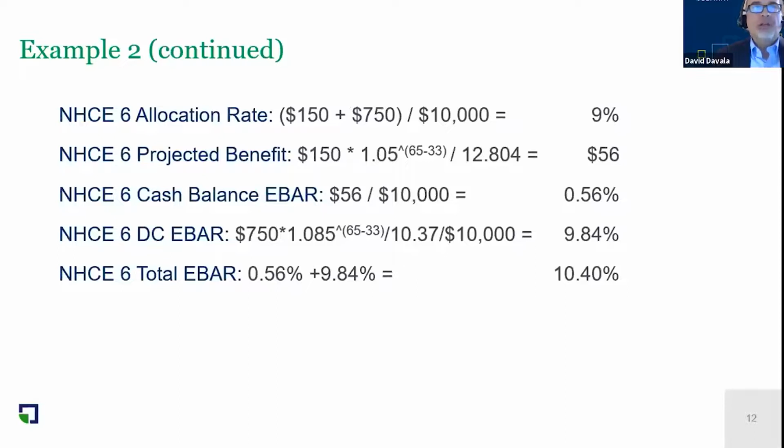Let's look at NHCE 6. The allocation rate is the cash balance credit of 150 plus the profit sharing contribution of 750 divided by compensation, which equals 9%.